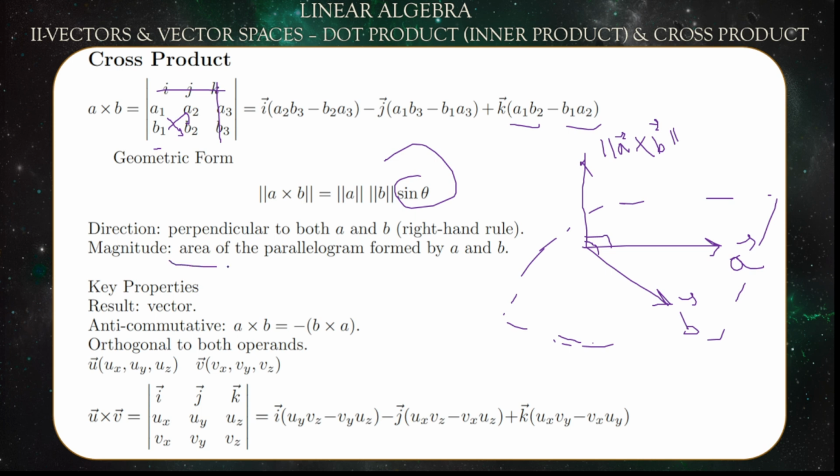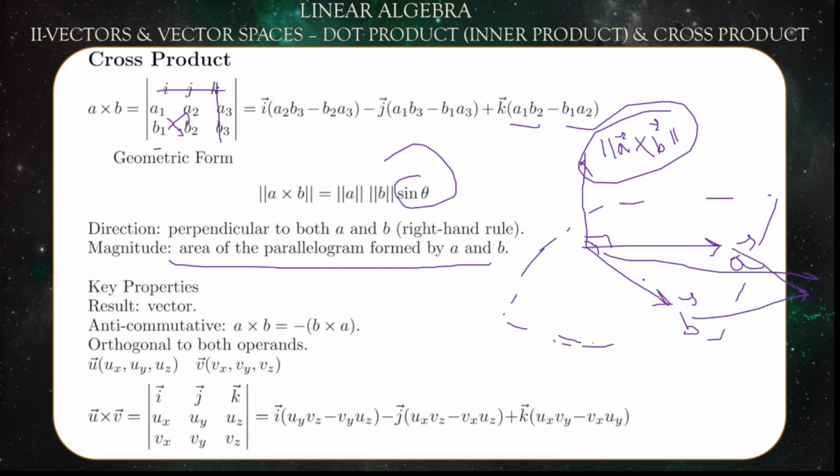The magnitude, now this is the interesting part. By the way, unlike the dot product, the cross product generates a vector, not a scalar. So the magnitude of A cross B is actually the area of the parallelogram formed between these two vectors. Key properties: the result is a vector, not a scalar. Anti-commutative, so A cross B is equal to minus B cross A. It's not the same thing.